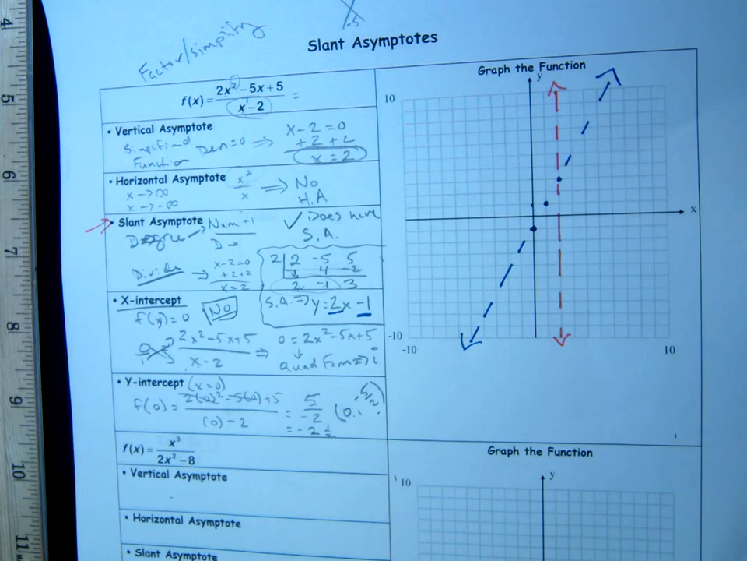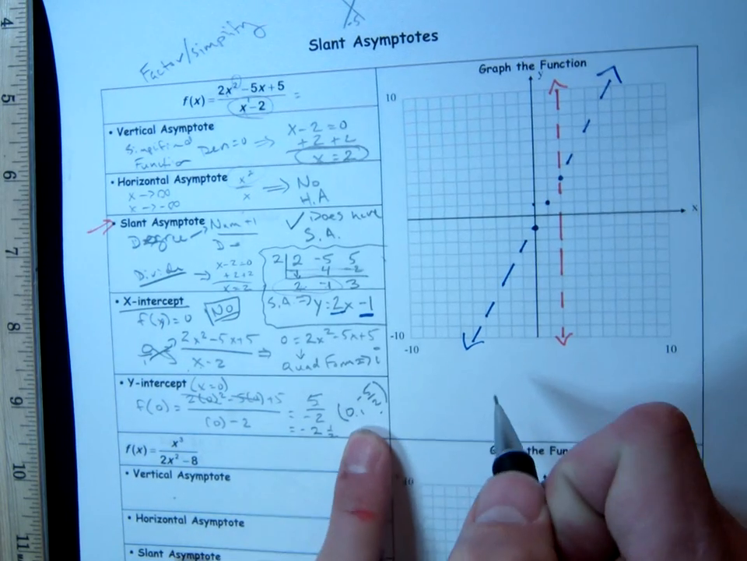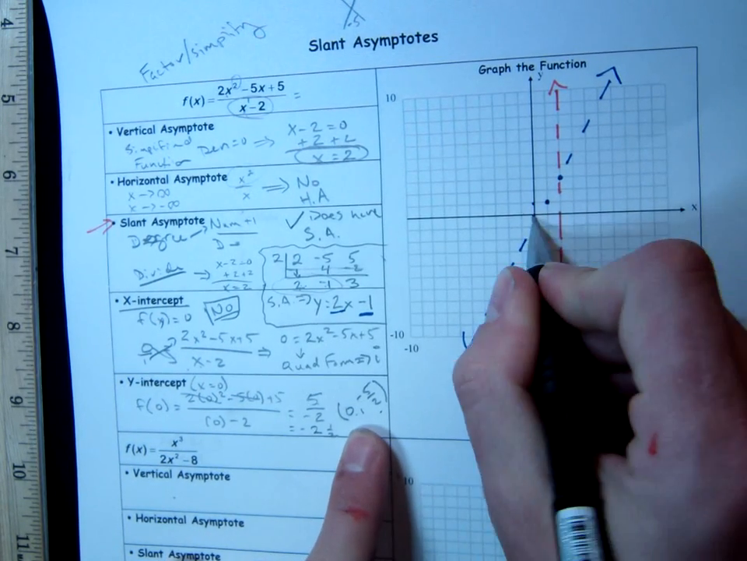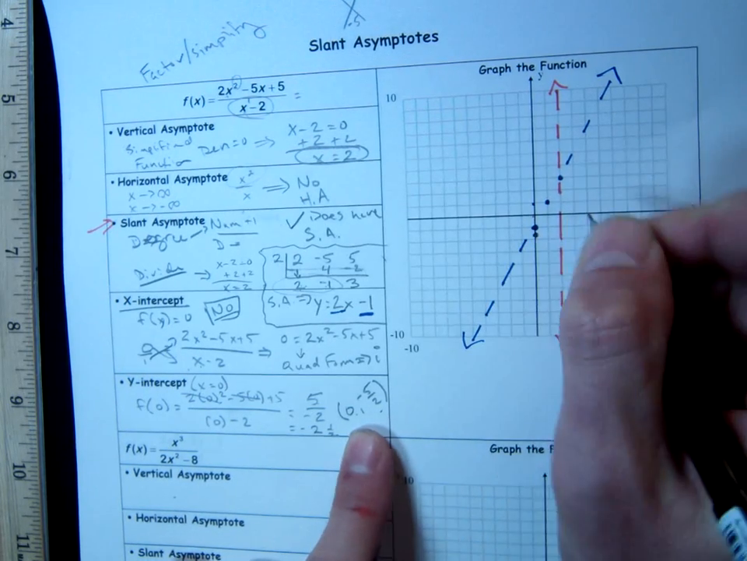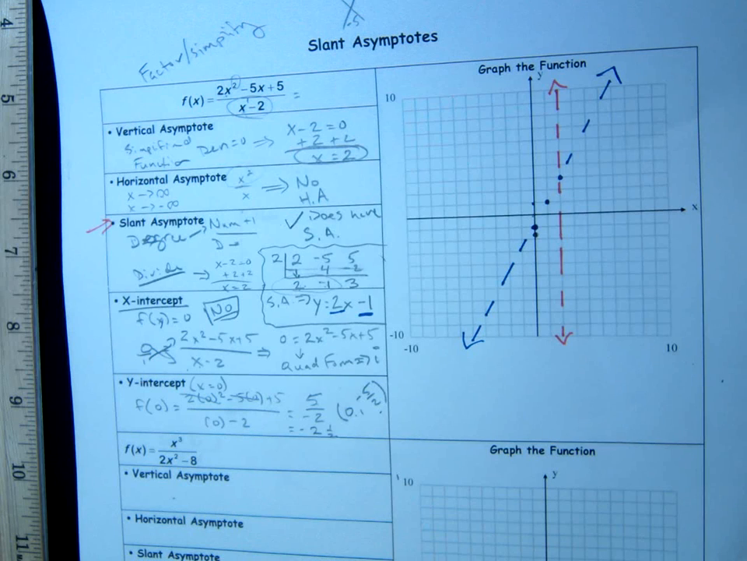And we had a y-intercept here at 0, negative 5 over 2. So x is 0, and then we're right at about negative 2.5. Now, here's where you start guessing. Okay? We need some additional points. We have all of our critical points. Now we just need a few to fill in the blanks.